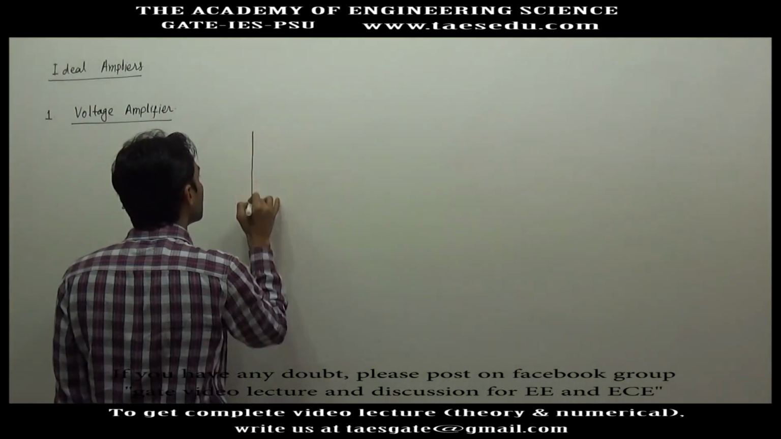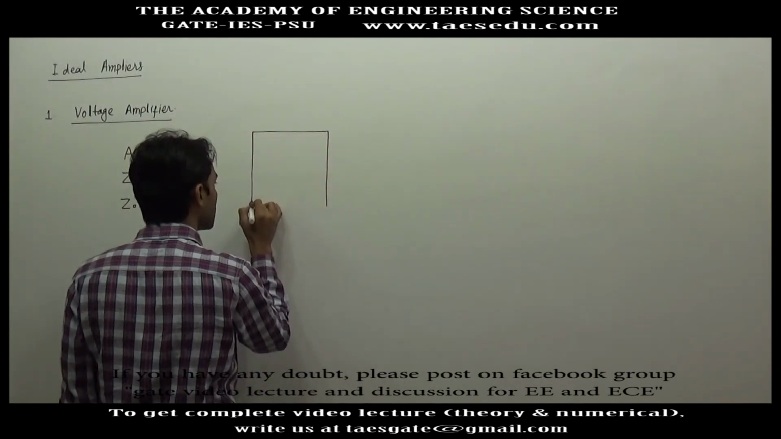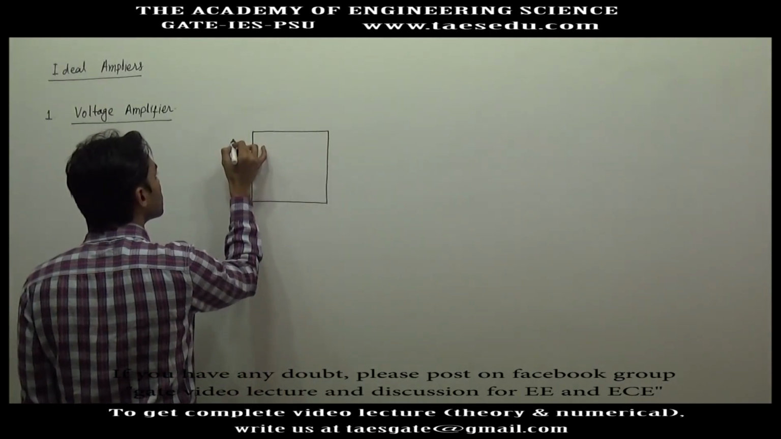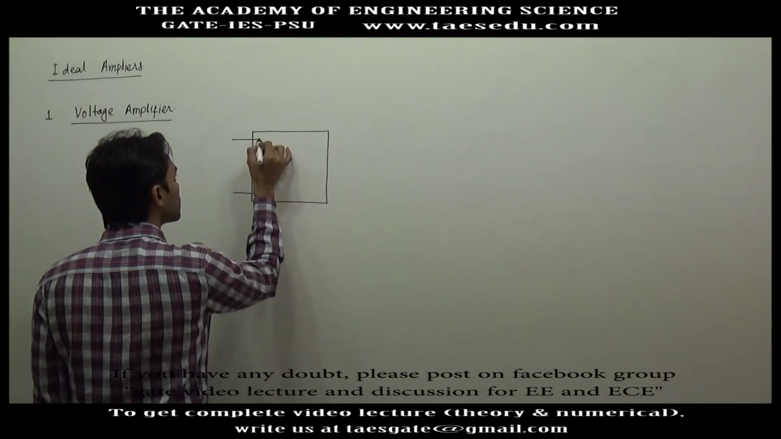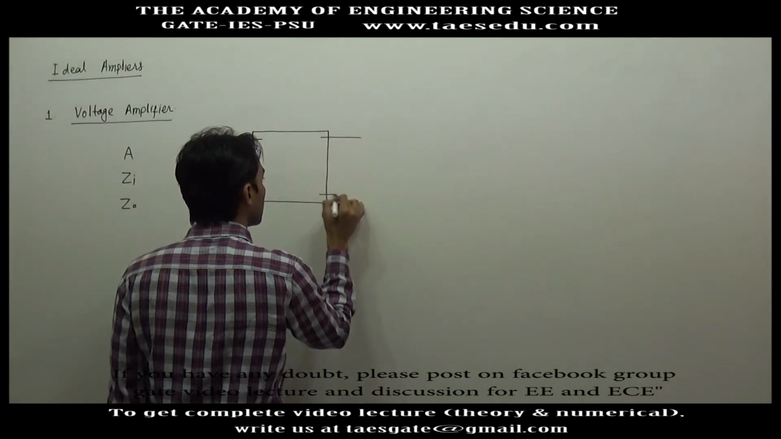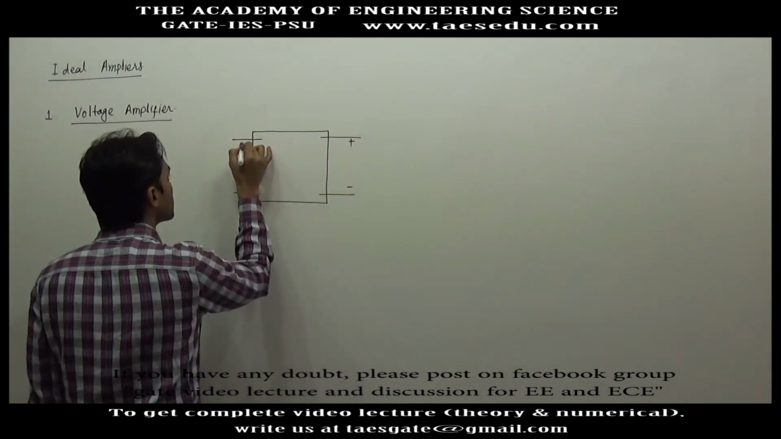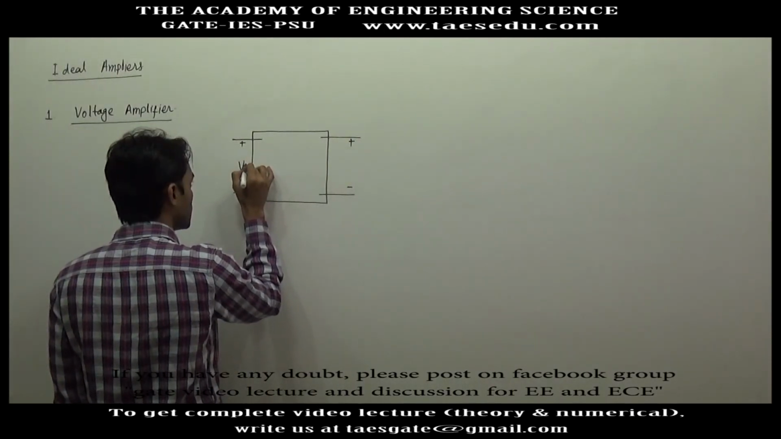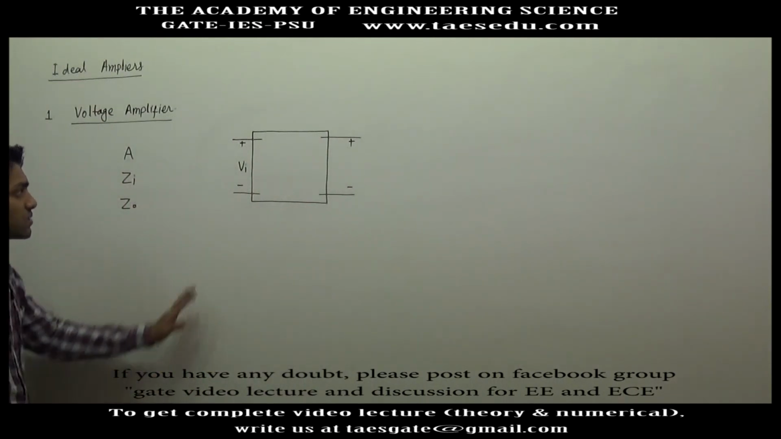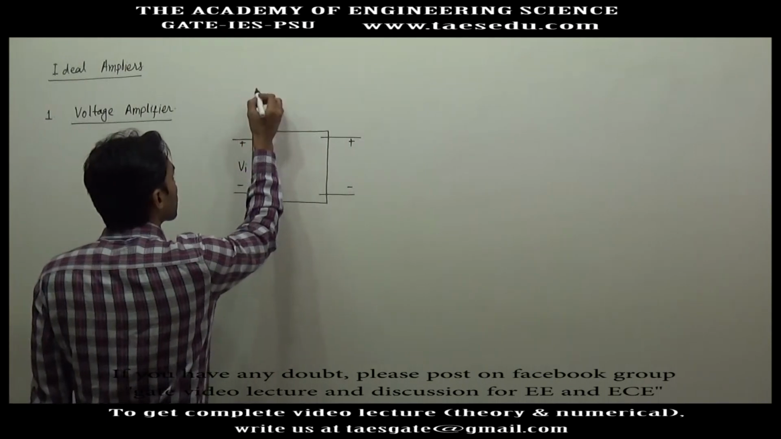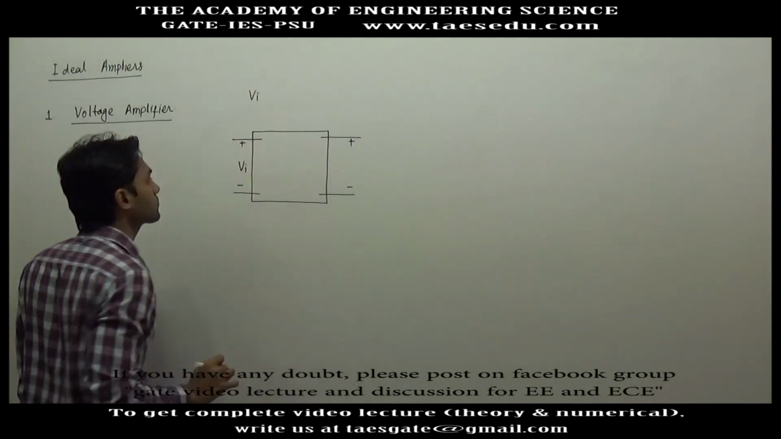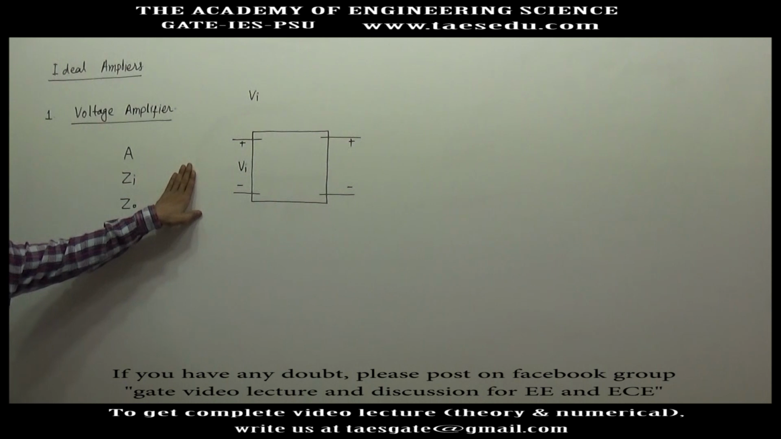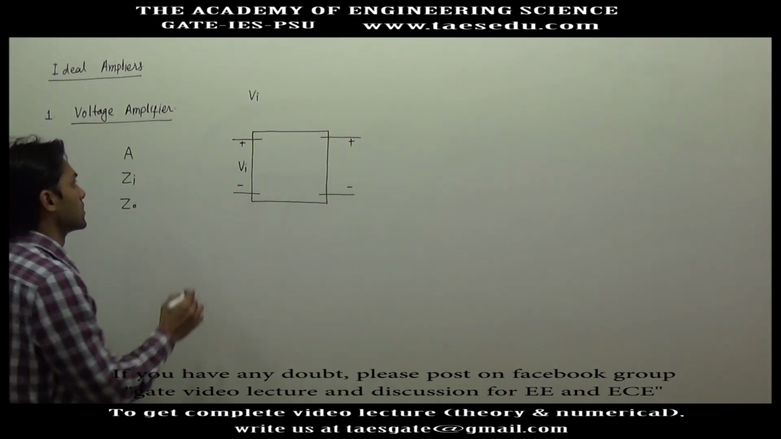I will represent it with a box. Let's say this is a voltage amplifier circuit. We will connect an input here. There will be some input to the voltage amplifier and there will be some output. This is the output terminal of the voltage amplifier and this is the input terminal. Whatever voltage is being input to this amplifier, I will represent with Vi, as I represented in case of op-amp. There will be one more voltage, the system input voltage or source input voltage.